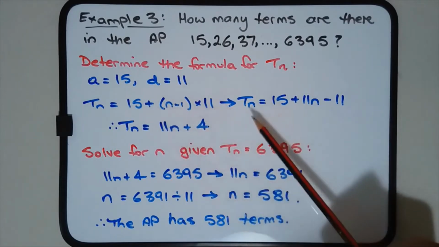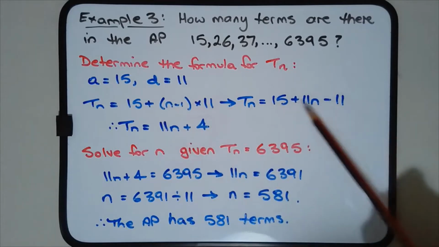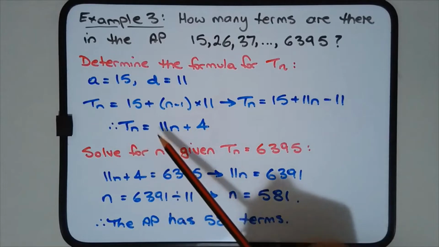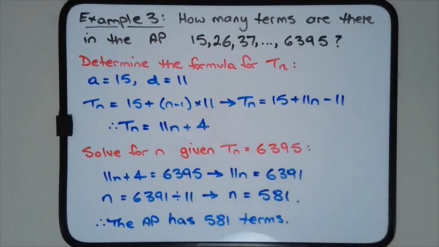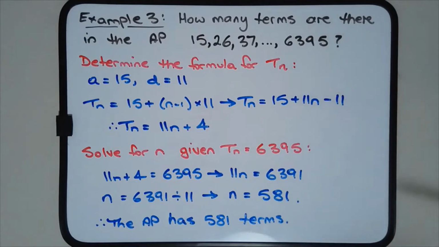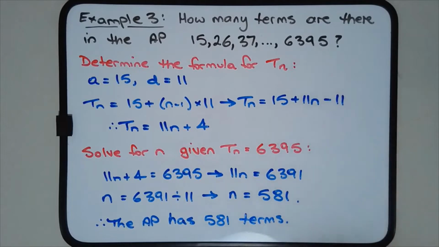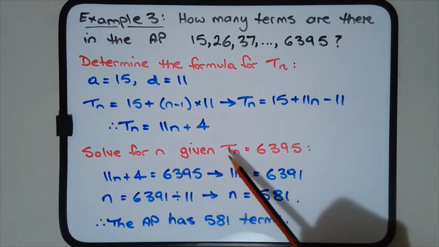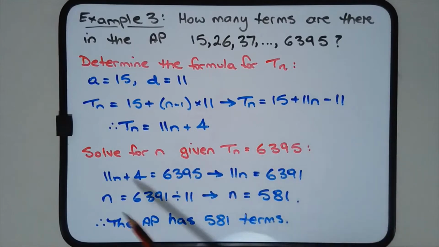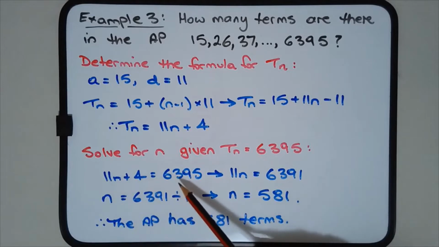Expanding the brackets, we have Tn equals 15 plus 11n minus 11. Combining the like terms, 15 minus 11 of course is 4, so we have Tn equals 11n plus 4. Now 6,395 represents the last term, so we'd like to find the value of n that corresponds to this term. So we're going to solve for n, given that Tn, our last term, is 6,395. So let's solve 11n plus 4 equals 6,395.